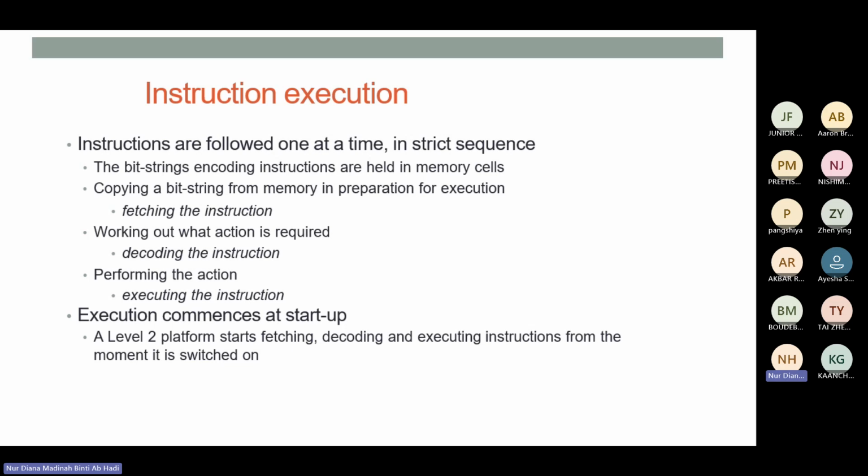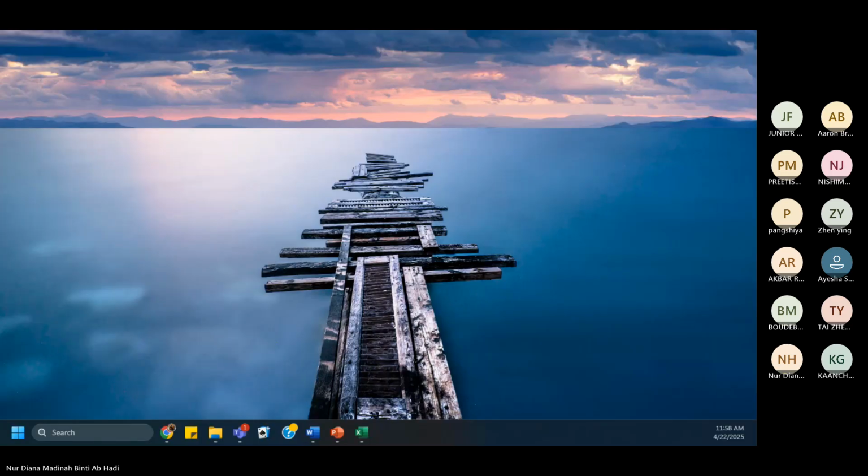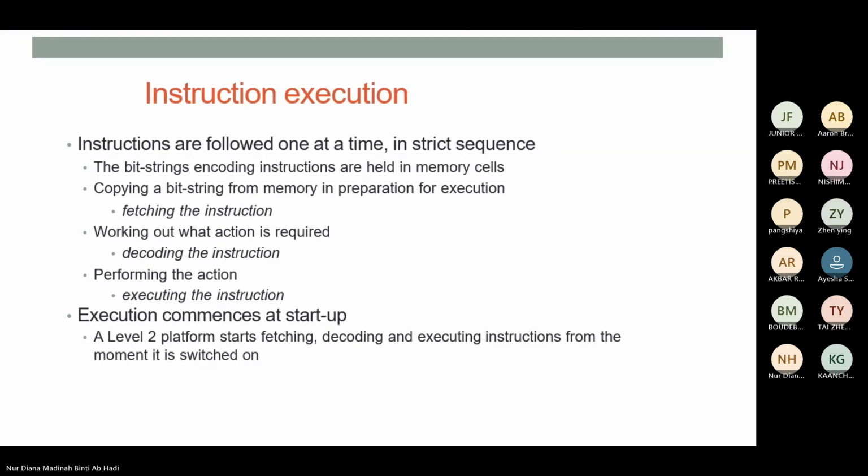So far, do you have any questions you want to ask up until this slide? Because after this, for tomorrow, I will proceed into the FEC, which is the fetch-execute cycle. Up until here, do you have any questions?